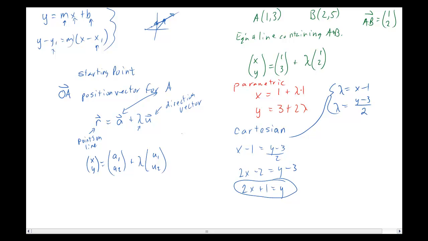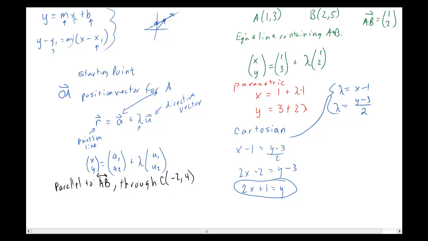In class, we'll go ahead and do some more interesting things with these. All right, I do want to do one last thing with you. We want to write the vector equation for a line that is parallel to AB, right, to your first line there, but it goes through a new point, C, which is negative 2 comma 4.